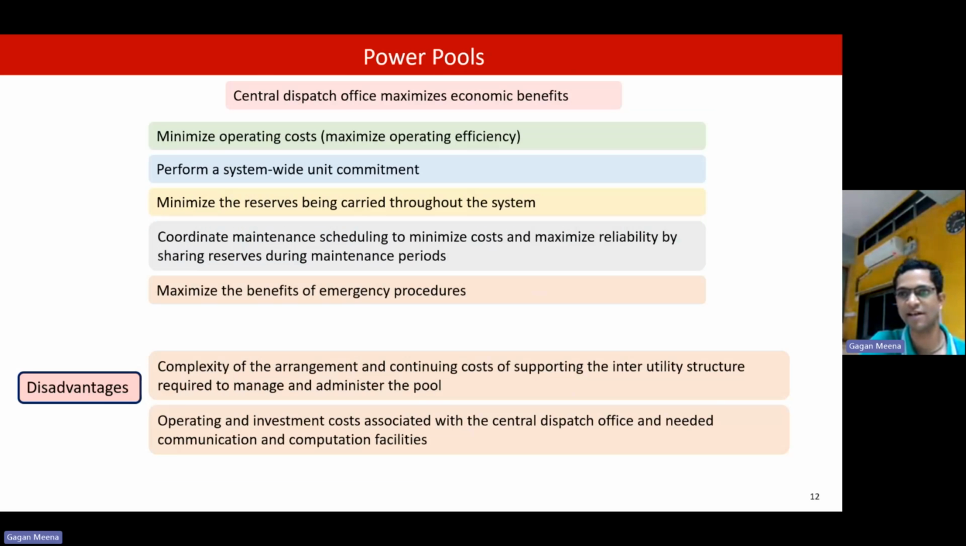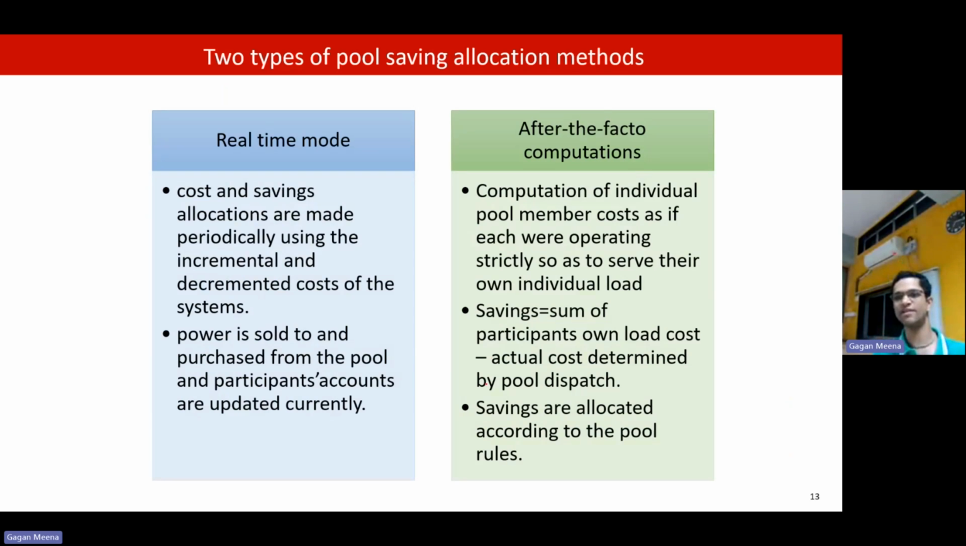Once the central dispatch is done, the next thing is to allocate the pool savings between the entities. This pool saving allocation can be done in two ways. There are other methods also, but these are the two common methods. One is real-time mode, so doing the allocation on an hourly basis, or whenever the transaction is taking place, at that time. The next one is after the fact computation, after the transactions.